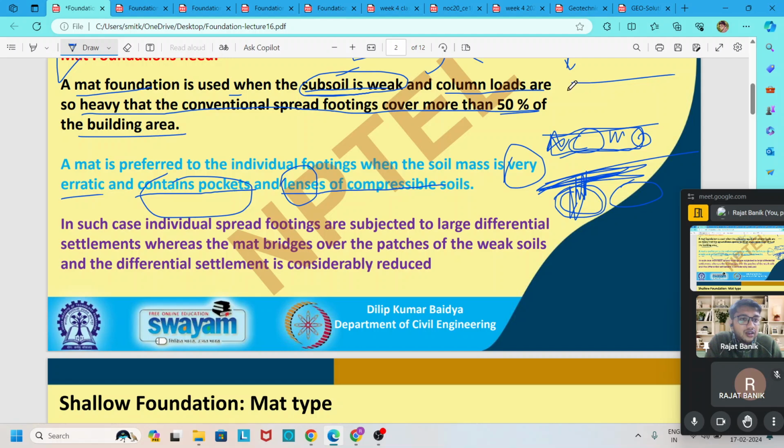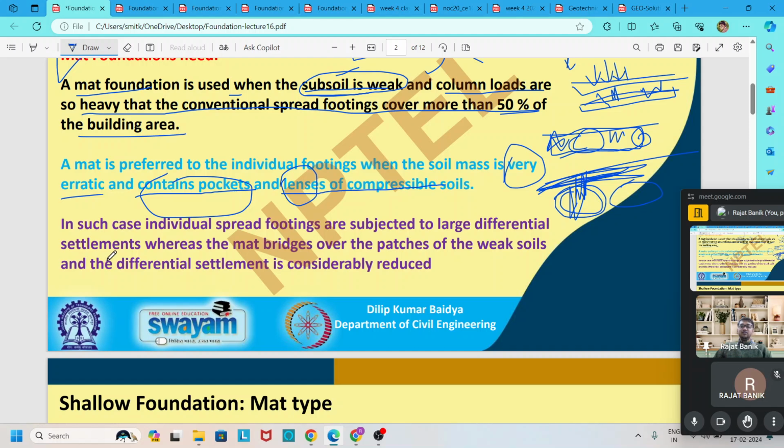Lenses mean that in between two hard layers there is a compressible layer. So if we apply the load over the hard layer, the ground may be compressed. Due to this, the structure may fall. To overcome this situation, we use mat foundation.